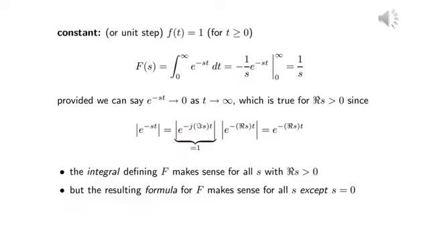The value of the function f of t, which is 1, is multiplied with e raised to the power minus s t, taking integration with respect to time, so it is dt. So the total function that is being integrated is e raised to the power minus s t, because 1 multiplied by e raised to the power minus s t is always e raised to the power minus s t dt. And we know that the integration of e raised to the power minus s t is e raised to the power minus s t divided by minus s.